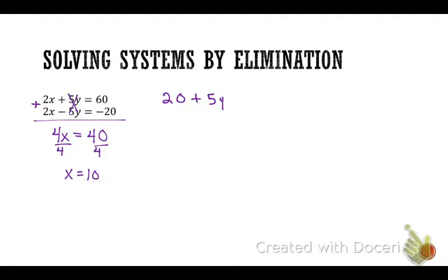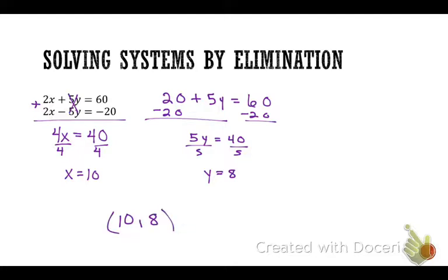2 times 10 is 20, plus 5y. Subtract 20 and divide by 5. 10, 8. Okay. All right, how do we do on that one? You have 2 questions like that on your quiz on Monday. All right, and your test.